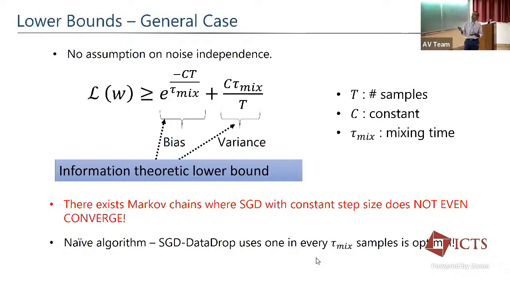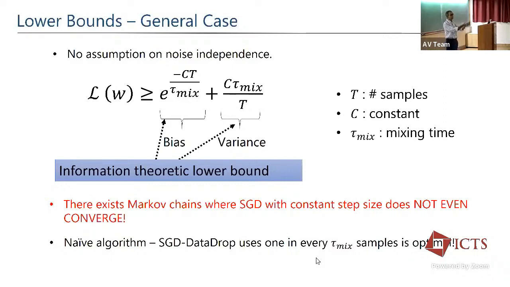The first result sort of says that in the general case, when we are not making any assumption on the noise, then the loss of any estimator will be larger than this term. So let's look at this term carefully. There is this very important factor, which is tau mix, which is essentially the mixing time of your Markov chain. Intuitively, mixing time of a Markov chain is the amount of steps you have to take before your data points look almost independent of each other.